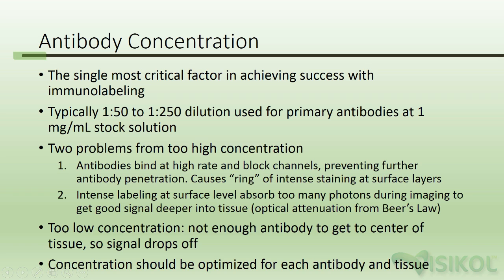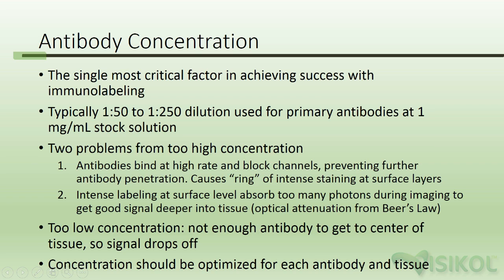There are 2 problems caused from using too high of concentration with antibodies. The antibodies bind at a high rate, blocking channels in the outer layers of tissue, which prevents further antibody penetration. This causes a ring of intense staining at surface layers. Intense labeling at the surface causes too many photons to be absorbed during imaging to get a good signal deeper into tissue. And this is optical attenuation due to Beer's law.